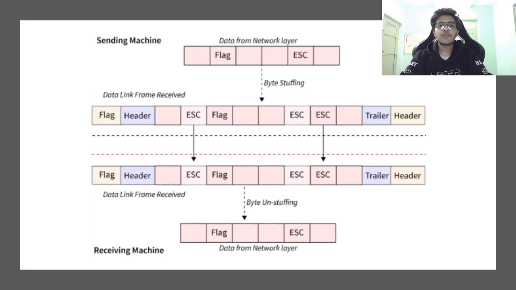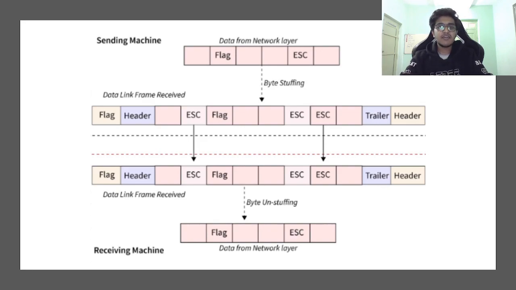So here the data from the network layer is going to have a flag as well as an escape sequence. This is going to be in the sender machine's portion. Further, we have a flag at both ends, a header, followed by further insertion of escape sequences because the data is going to be the same. Now again, this particular data is going to be sent to the receiving machine where this is going to be destuffed, or rather unstuffed, for the actual data to be received.